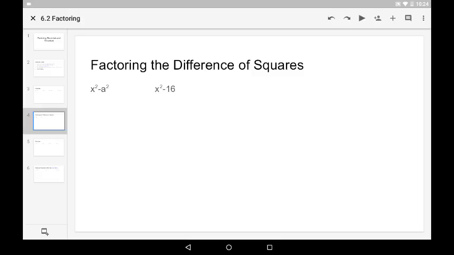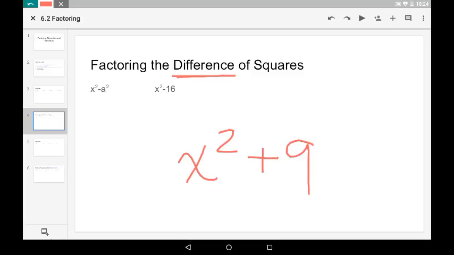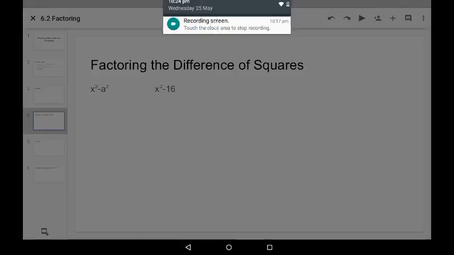Now we're going to look at some very specific binomials that are called the difference of squares. So in math terms, difference, you may remember, means when you subtract. What is the answer when you subtract? So all of these types of binomials have a minus sign in them. None of them will have a plus sign. If they have a plus sign, if it was something like x squared plus 9, this is not the difference of squares because the plus sign is not a difference.